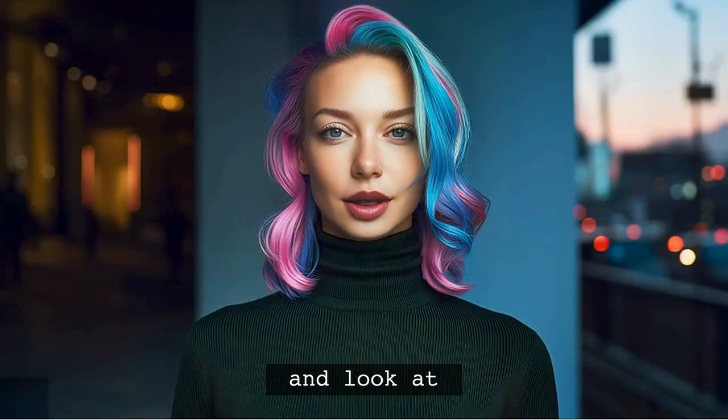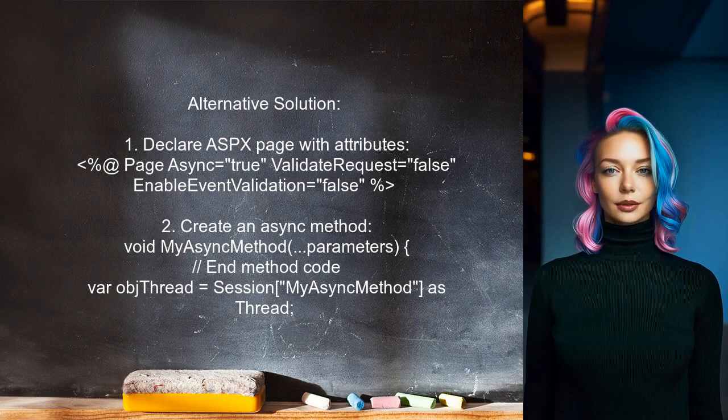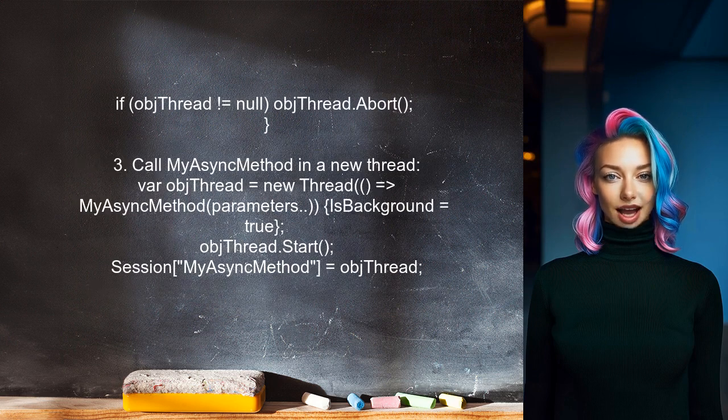Let's move forward and look at another answer. An alternative approach for ASP.NET Webforms with async and await involves a few key steps. First, declare your ASPX page with specific attributes to enable asynchronous processing. Then, create a method that handles your asynchronous logic. Finally, start this method in a new background thread to ensure it runs independently.